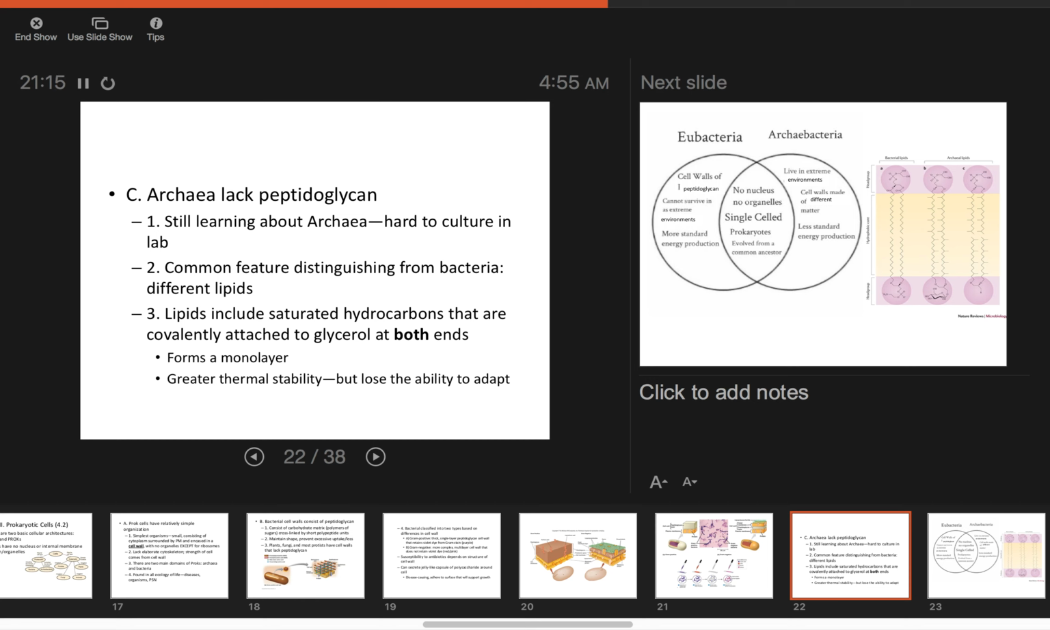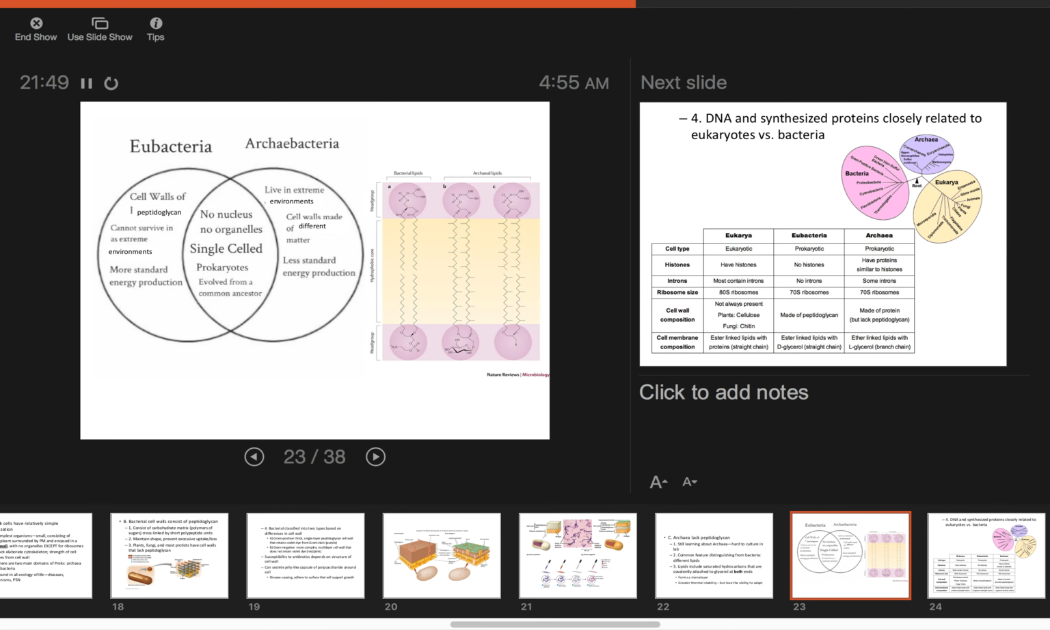So their common feature that distinguishes them from the bacteria is they just have different lipids. And the lipids are saturated hydrocarbons. Remember, saturated means that they have single bonds, no double bonds. And they are covalently attached to glycerol at both ends. So we actually have a monolayer here. This works for them because now they have greater thermal stability, where they can withstand extremely high temperatures. But it kind of makes them lose the ability to adapt if their environment should ever change.